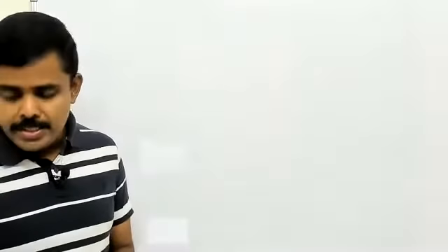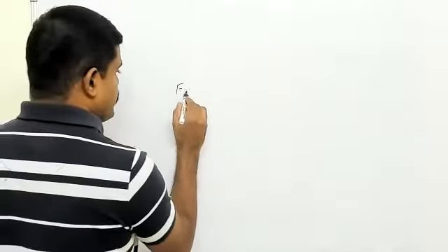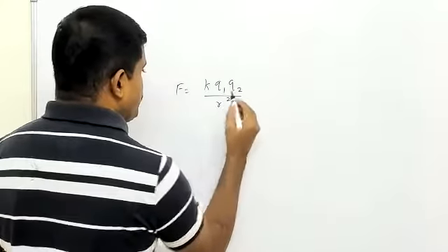A charge Q is placed at each of the opposite corners of a square. A charge small q is placed at each of the other two corners. If the net electrical force on capital Q is 0, then Q by q equals? You just need to know the Coulomb force equation. What is the mathematical formulation of Coulomb force? The force between two charges is given by K Q1 Q2 divided by r square.